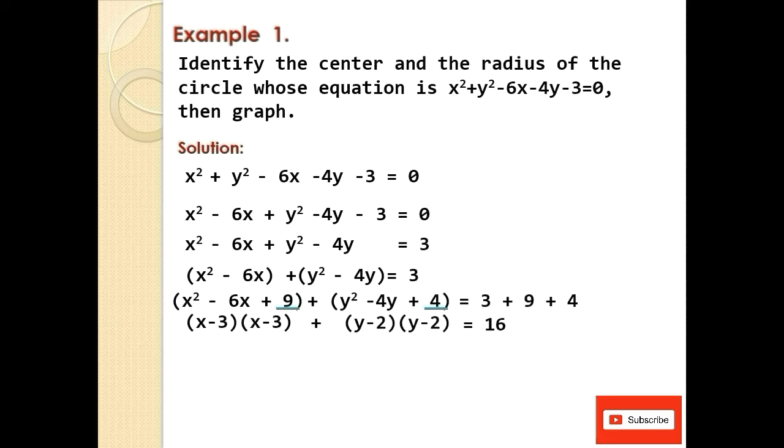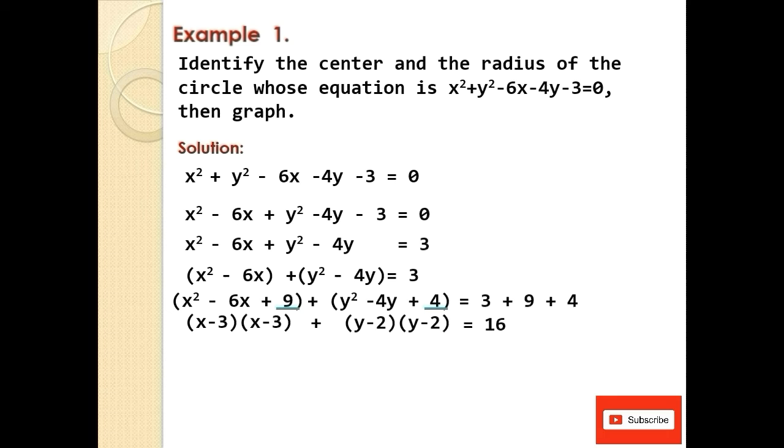Now, how did we get this? Simply get the square root of x squared and 9, and then follow the sign of the middle term. The same thing with the other quantity. We get the square root of y squared and positive 4, and then we take the sign of the middle term.